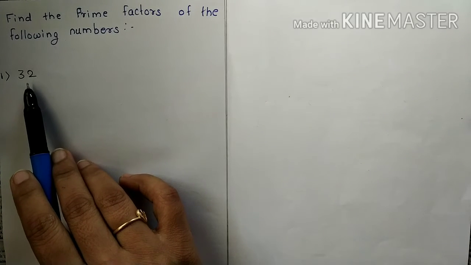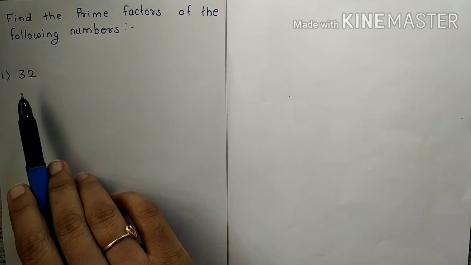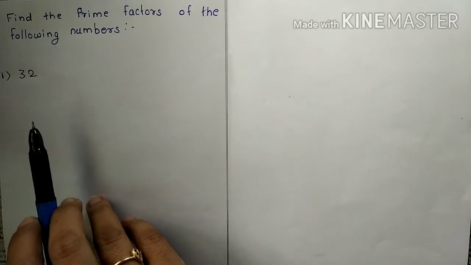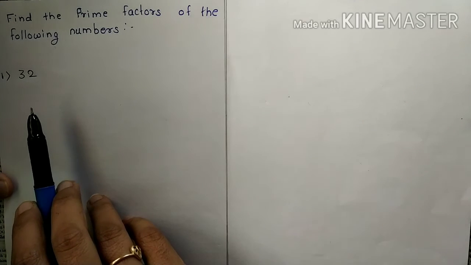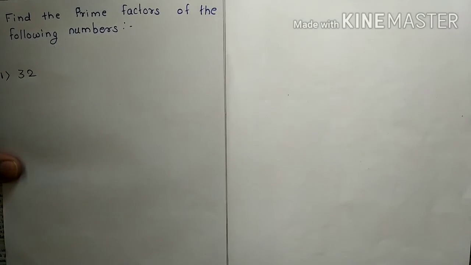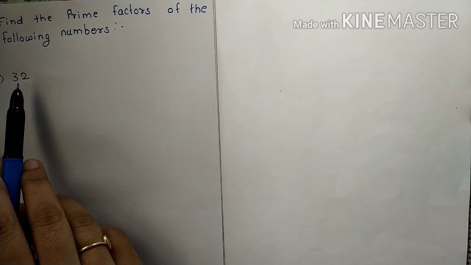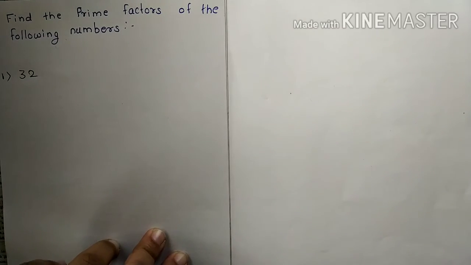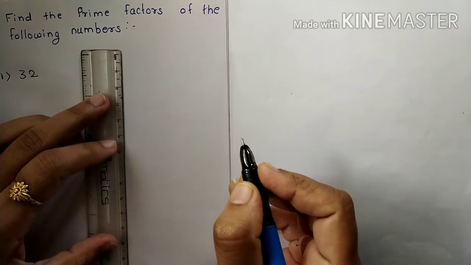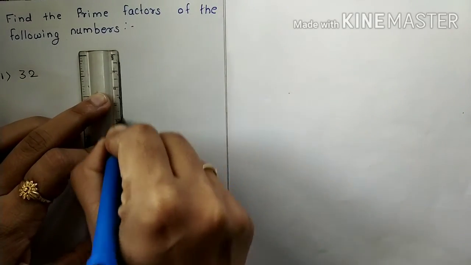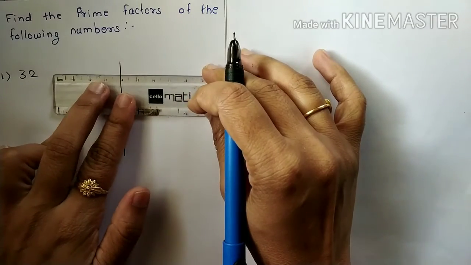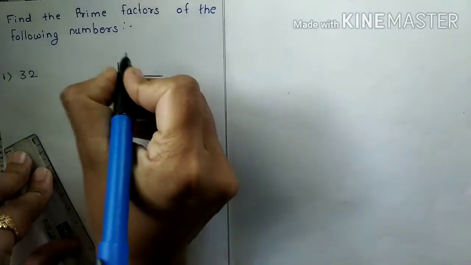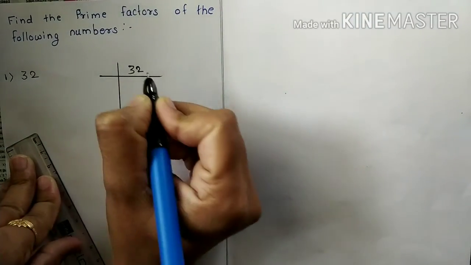First number is 32. To find prime factors we use two methods. First is vertical arrangement and second is horizontal arrangement. So to find prime factors of 32, we use vertical arrangement. So write in this way. Write here 32.